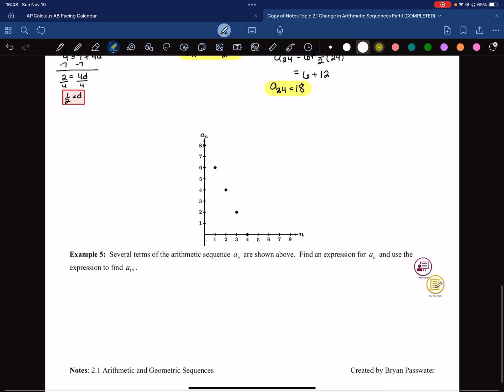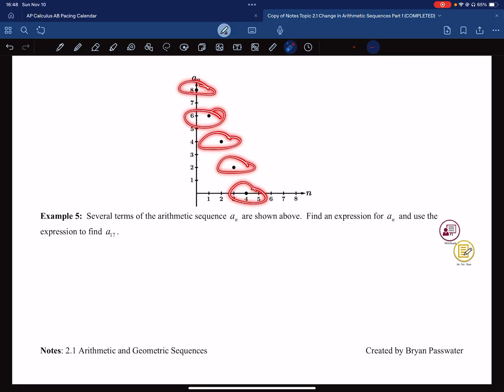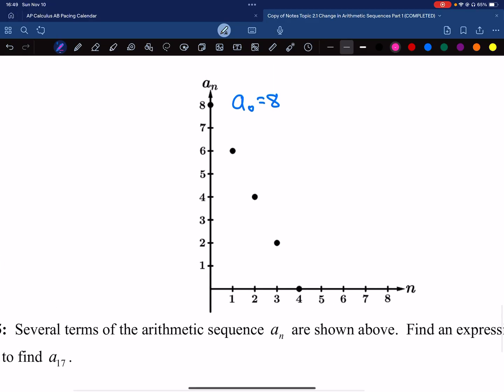Okay. And then last but not least is writing the equation from a graph. So notice how we have several points here. So you could write a different equation that is equivalent with every single one of those points. But all you need is a point and you need a common difference. So the easiest one to do is using the y-intercept. The y-intercept is a sub 0, which equals 8. But you do need to find the common difference. So my common difference, we go down 2 and over 1. So the common difference is equal to negative 2.